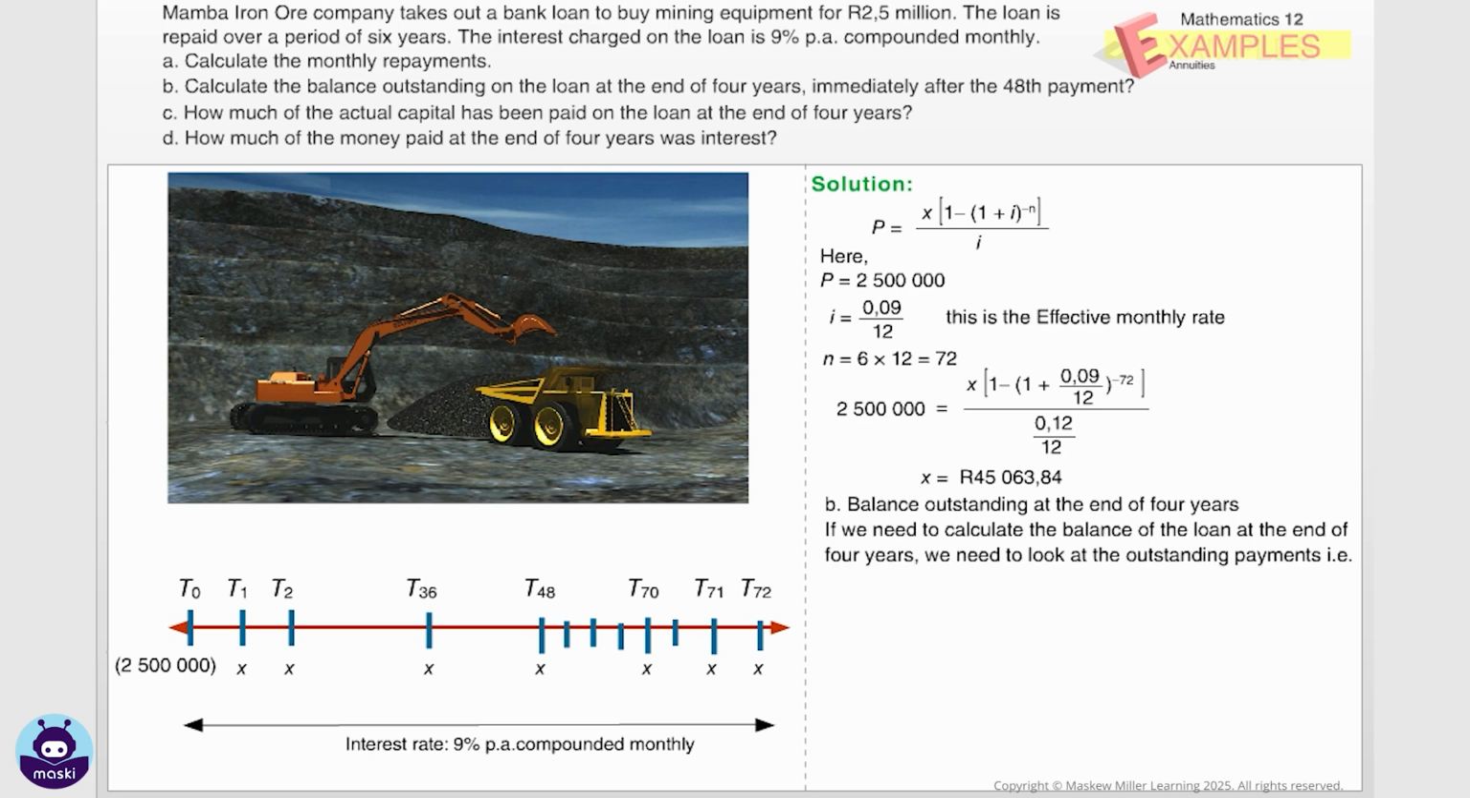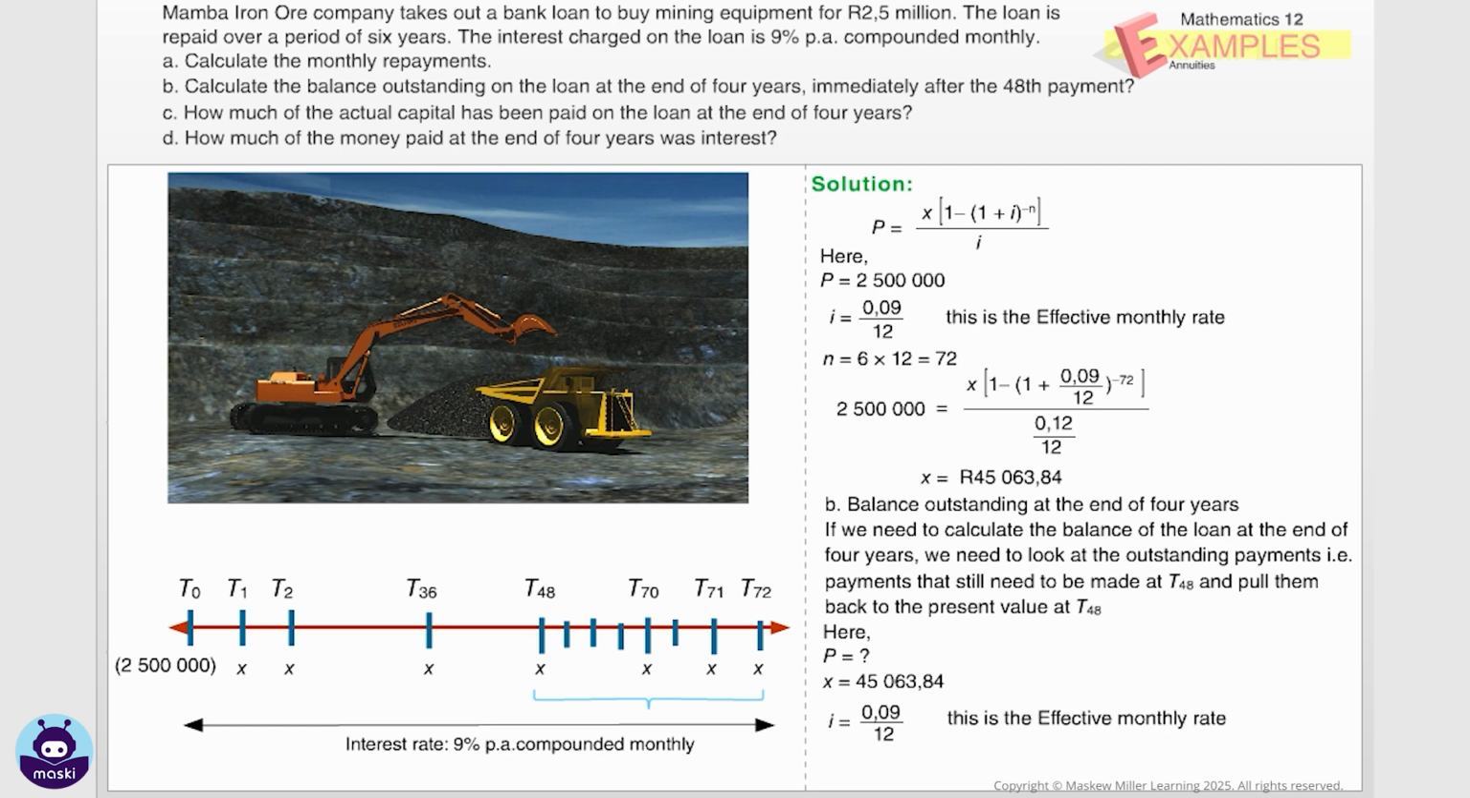If we need to calculate the balance of the loan at the end of 4 years, we need to look at the outstanding payments. That is, payments that still need to be made at T48 and pull them back to the present value at T48. Here, P equals x equals 45,063.84. i equals 0.09 over 12. This is the effective monthly rate. n equals 72 minus 48 equals 24.